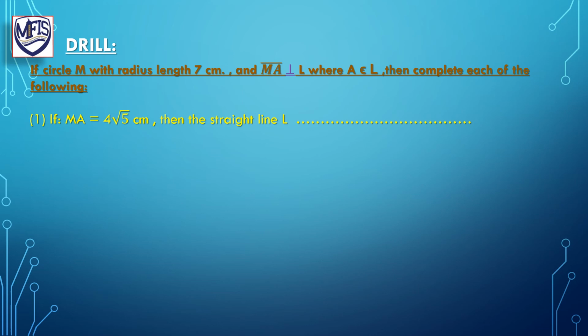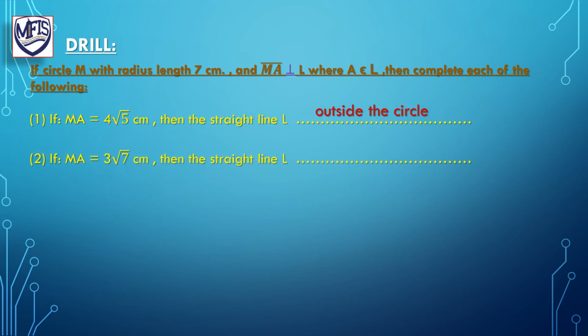In this case, 4√5 will be greater than 7. When we convert into decimal form, we'll find 4√5 greater than 7. Therefore, this straight line is outside the circle. Number 2, if MA is 3√7, here we'll find 3√7 is less than 7, less than the radius. Therefore, this straight line is secant of the circle.